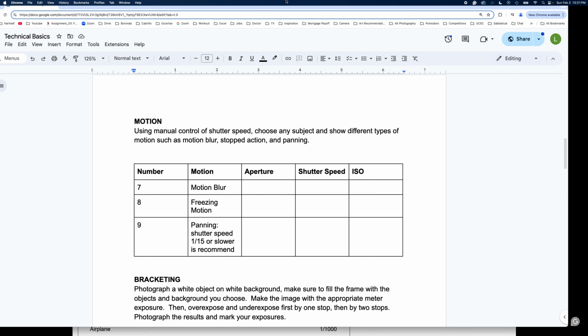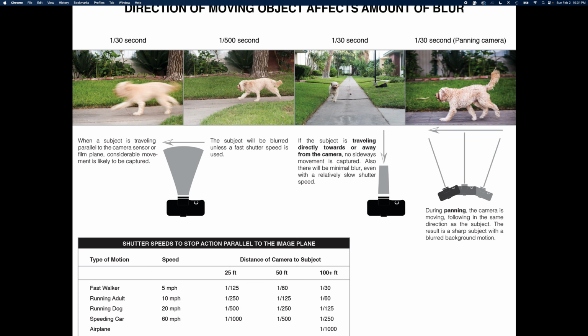The next one we're going to work on is panning. So panning is recommended about 1/15th or 1/30th of a second. You move in the same parallel length of your subject. So here the dog is moving from right to left. So we follow from right to left.